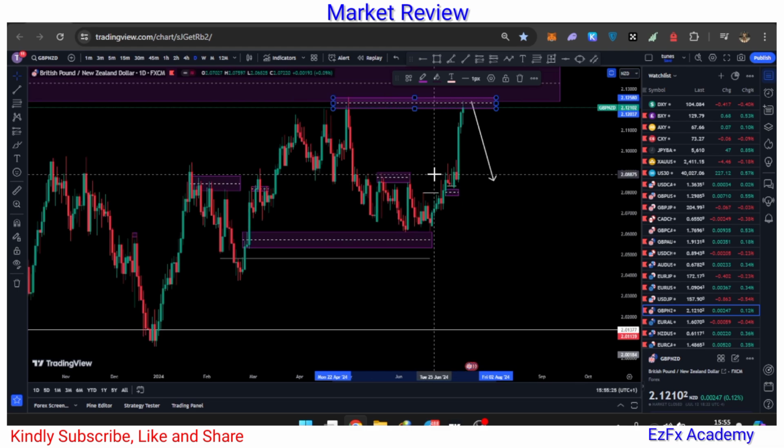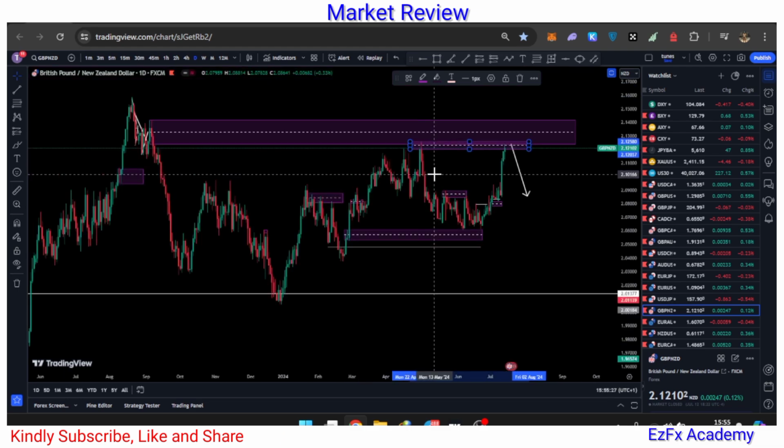But I'm going to be very, very careful about this. I think this is something that could work out or would play out well. Why? Because we've had two very good supply zones intercepting each other, or sort of aligning to each other, overlapping each other, as the case would be.